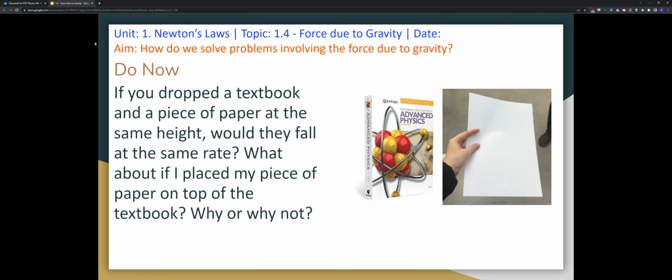Now, it doesn't have to be a textbook, right? You can do this at home. You can use a folder or any object as long as it can fit the piece of paper on top of it. So you're going to drop them at the same height apart from one another. And if you drop both at the same height at the same time, you would see that whatever object you're holding, like your folder, would drop at a faster rate than a piece of paper.